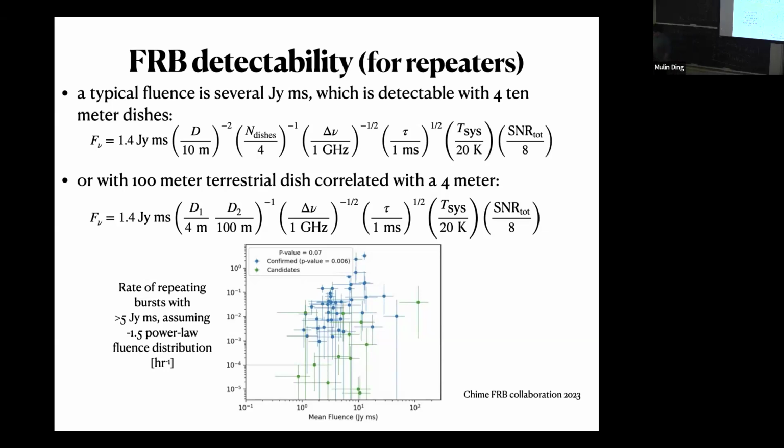Okay. What's that y-axis on that plot? This is the repetition rate above 5 Jansky milliseconds, per hour. What are the units on the y-axis? Oh yeah, hour to the minus 1. That's right. So this would be every hour. Okay.